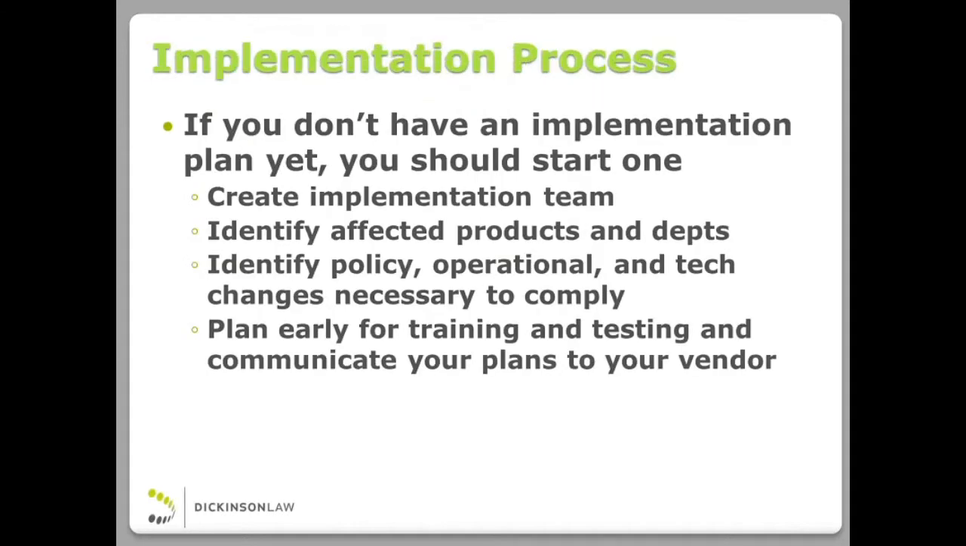So implementation process, I'm not going to beat this to death, but if you don't have an implementation plan for this rule yet, you should get one started. You should get a team of people from the business units that have a stake in this rule, that are implementing it, to get together and identify the affected products and departments, identify your policies and procedures and technology that will need change to comply with the rule, and then really start planning early for training and testing.